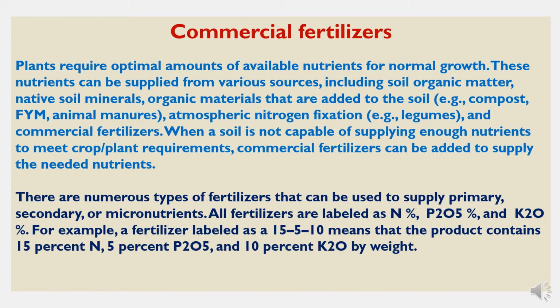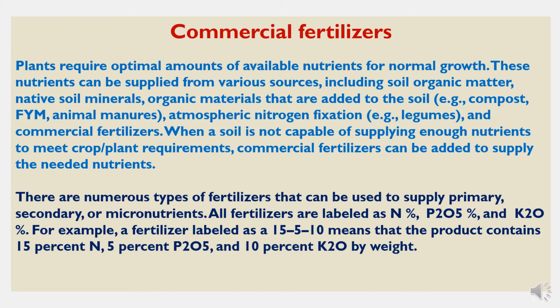Commercial fertilizers are the major sources of nutrients supplied to the crop. Plants require optimal amount of available nutrients for normal growth. These nutrients can be supplied from various sources, including soil organic matter, native soil minerals, organic materials that are added to the soil by means of compost, farmyard manures and animal manures, atmospheric nitrogen fixations through legumes, and commercial fertilizers. When a soil is not capable of supplying enough nutrients to meet crop and plant requirements, commercial fertilizers can be added to supply the needed nutrients.